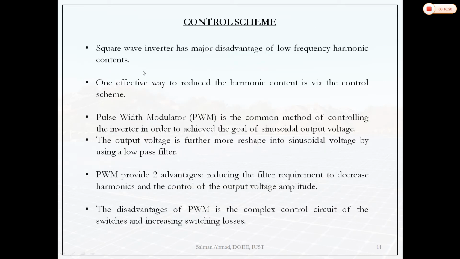So there is an effective way to control the harmonic content in the output, and that is known as pulse width modulation techniques. This will achieve the sinusoidal output with minimum harmonics. Again, if you are using a filter, then we'll get a pure sinusoidal waveform at the output. However, the main disadvantage in pulse width modulation is there will be higher switching losses because the switches are turned on and turned off a number of times in a time period.